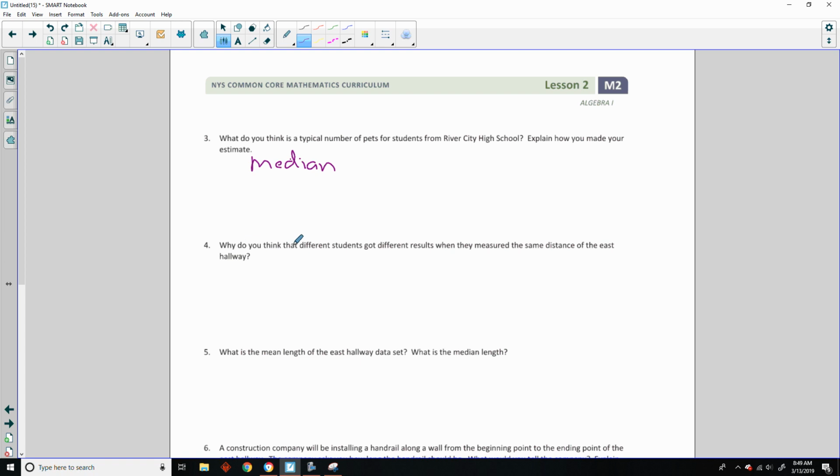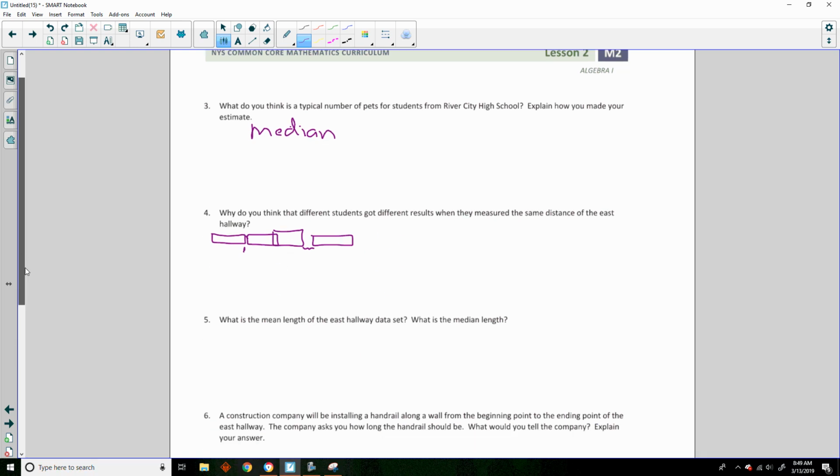Number 4 says, why do you think that different students got different results when they measured the same distance in the hallway? It depends on where they place the stick. If they're using a meter stick, okay, so they had this meter stick, and then they measured the floor to here, and then they lift it up, and then they set it back down. Well, if they weren't accurately setting it down where they left off and left a gap, or maybe the next time they measured what they've already measured before, then their values are going to be off. So if then again they go like this and they're measuring and they skip this area here, so it's going to be an accuracy error.